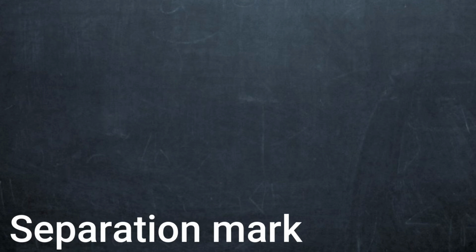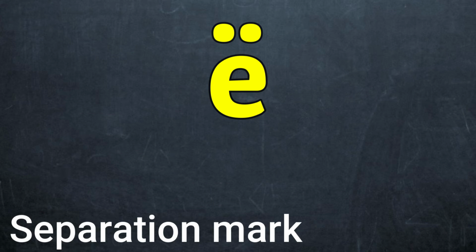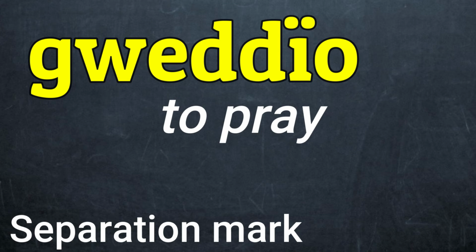4. You need to know about the separation mark. It's not an accent. When you see Welsh words with two dots over them, that's not an umlaut. That's a separation mark. So look at this. Gweddïo. Normally, if that was without that, the I would form a ya sound. So what it's doing is it's separating the two vowels.